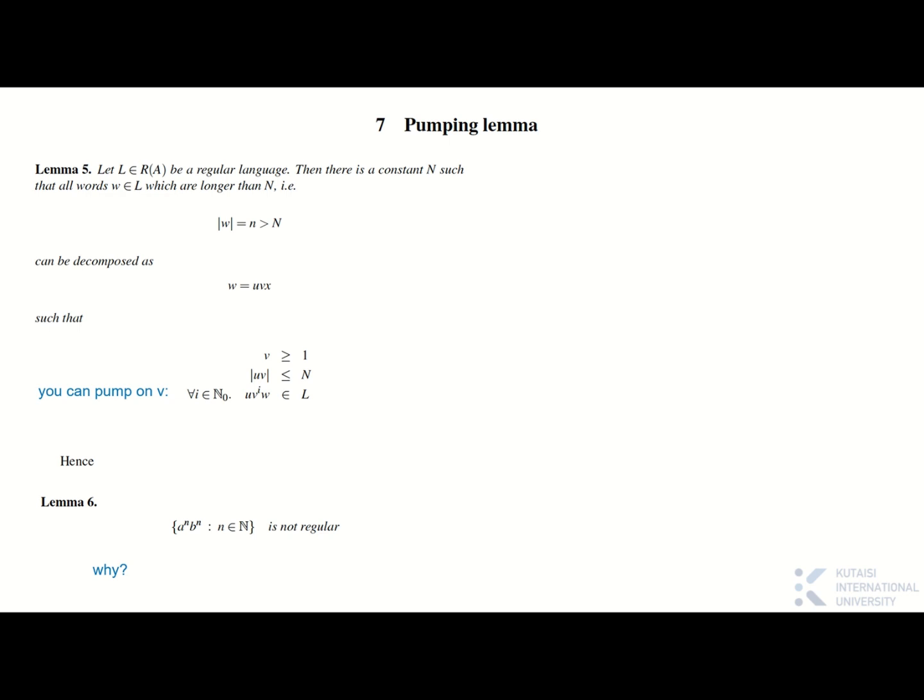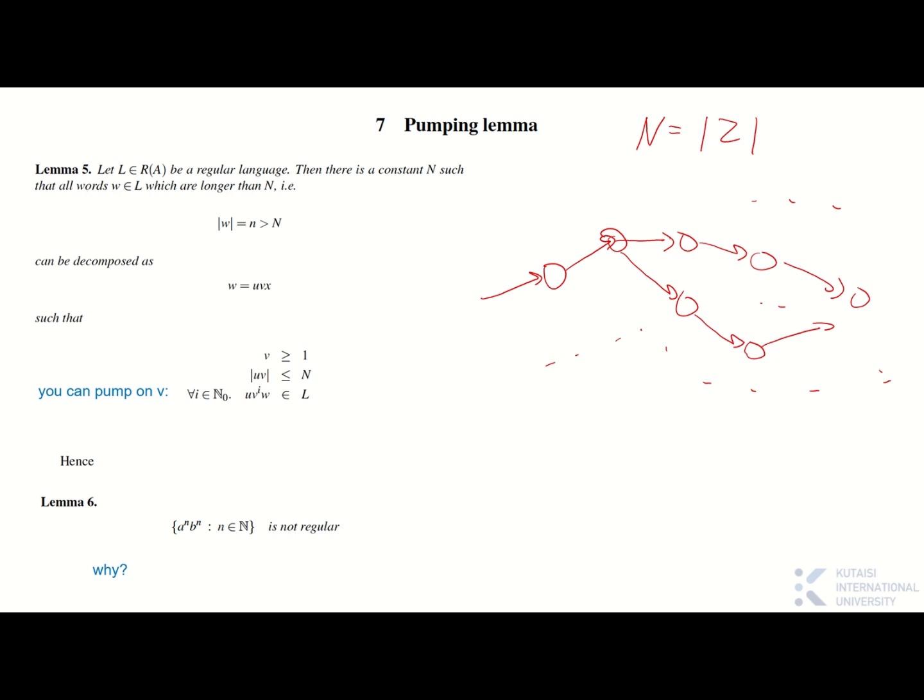So the pumping lemma starts with: let L be a regular language. If the language is regular, that means there is a DFA that accepts it, right? So it's like this. I don't know how big this thing is, but there is a DFA that accepts it, right? So now the pumping lemma tells me that there exists a number such that blah, blah, blah. What is this number? Let n be the size of my DFA, how many states I have.